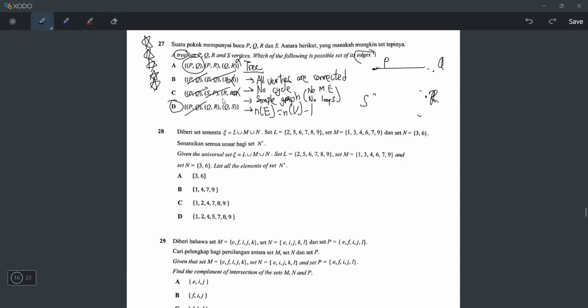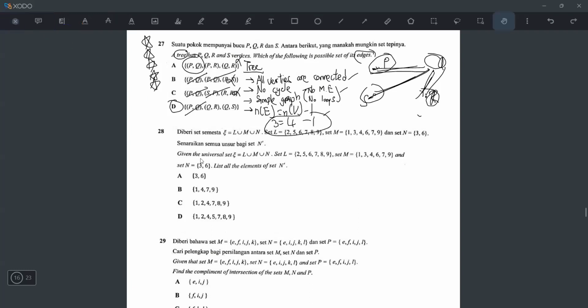Okay, let's go. P to Q. Okay, I draw already. And then Q to R. Okay, like this. And then Q to S. Okay, like this. Yeah, this is the tree, because it fulfills all the characteristics. All vertices connected. No cycle. Simple graph. And the number of edges is the number of vertices minus 1. Because the number of vertices is 1, 2, 3, 4. So it's 4. And then the number of edges 1, 2, 3. It fulfills the condition. So that's the answer.